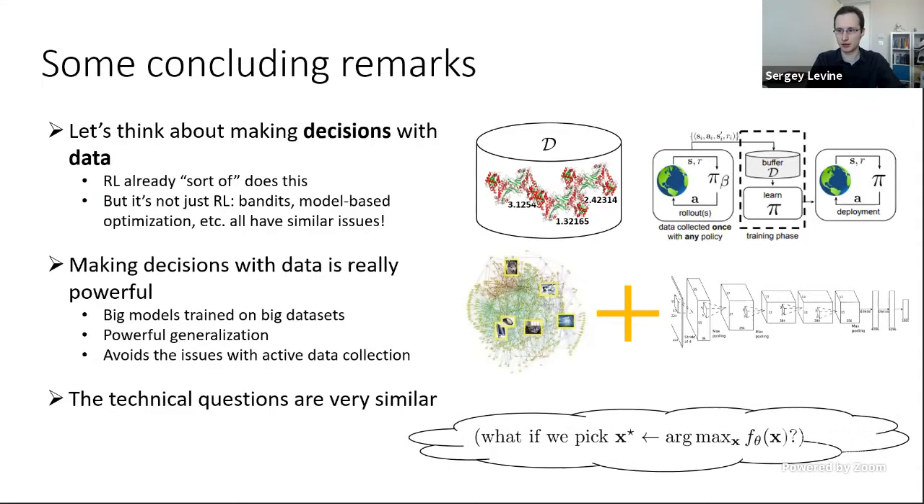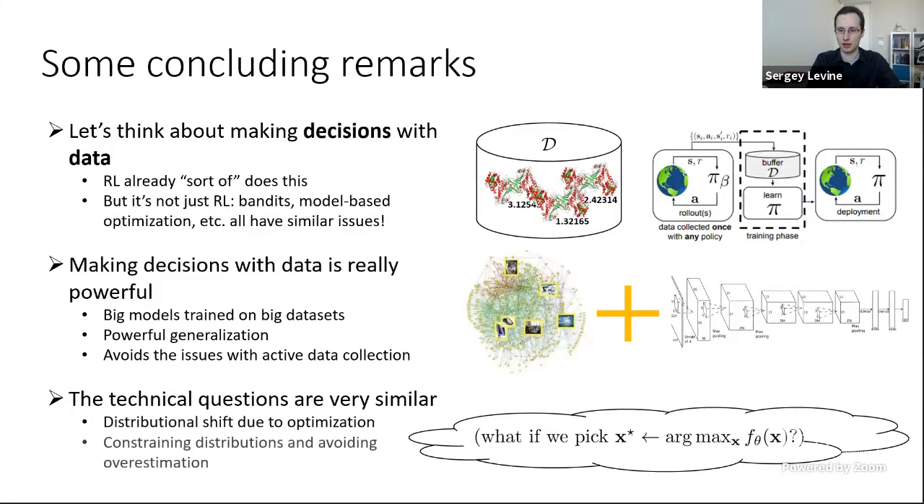They basically boil down in many ways to this issue of distributional shift due to optimization. And we can imagine constrained distributions, avoiding overestimation, these conservative tricks, inversion tricks, etc. And many of them are likely to apply to both domains.